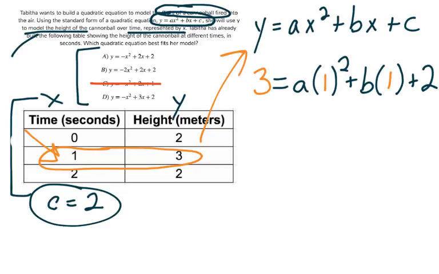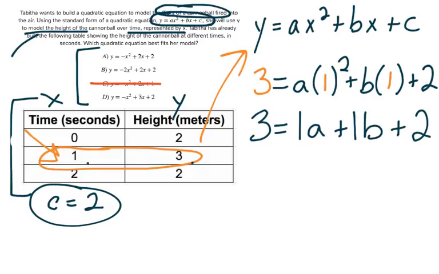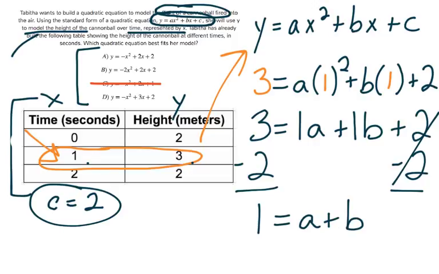Perfect. So now I have my y point of 3, my x point of 1, and my constant of 2 in there. Let's go ahead and solve. So I have 3 equals a times 1 squared. 1 squared is 1, so it's just 1a, plus b times 1 is 1b, plus 2. I want to get my variables by themselves, so I'm going to get rid of that plus 2 by subtracting 2 from both sides. These cancel out. I end up with 3 minus 2, which is 1. 1 equals a plus b.